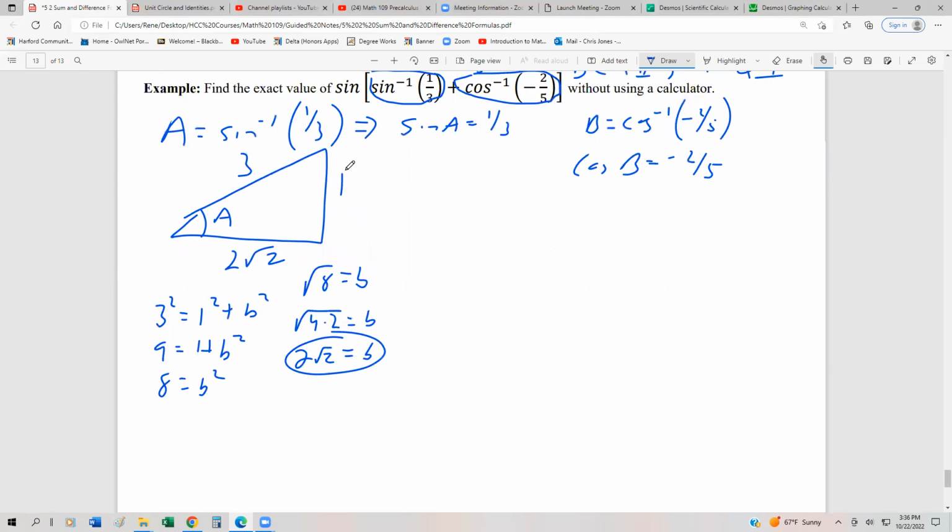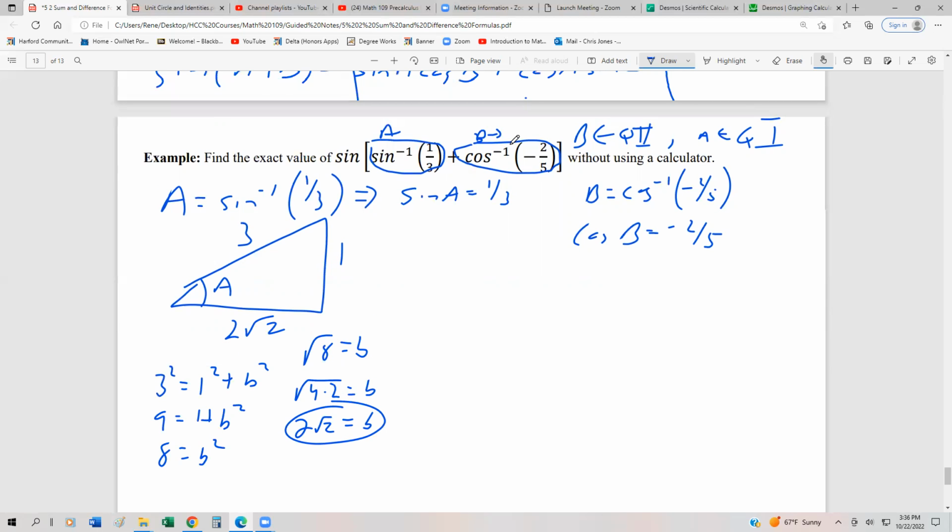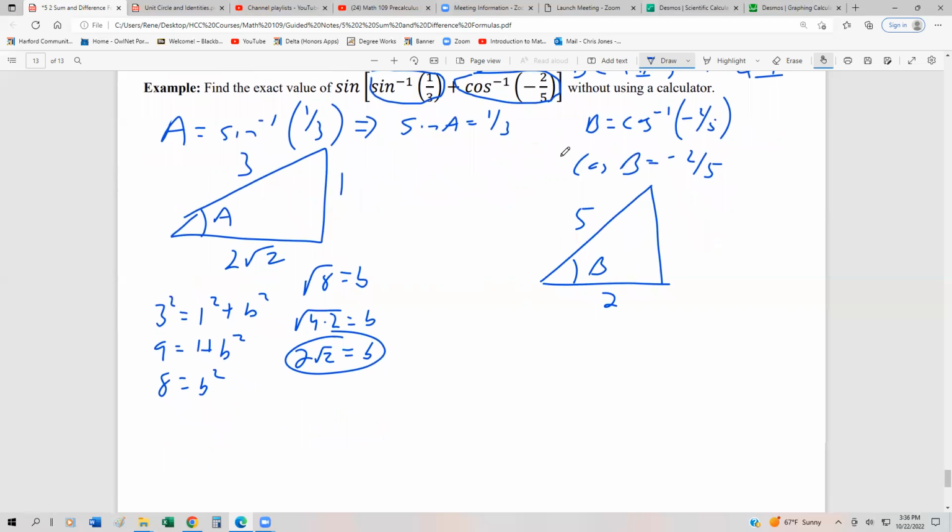All right. Now over here, let's call this b. That's going to be the adjacent over the hypotenuse, right? And so that means we're going to have 5 squared equals 2 squared plus our side b squared. 25 equals 4 plus b squared. 21 equals b squared. So the square root of 21 is going to be b, and that we can't simplify.